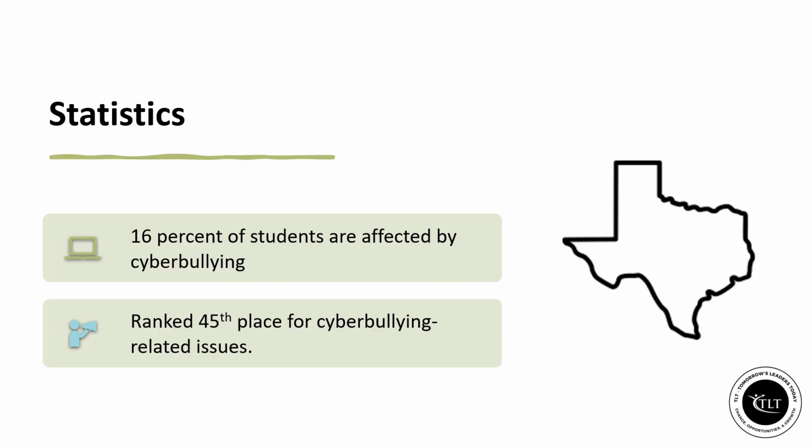Now let's look at Texas as a whole. When comparing Texas to the rest of the United States, about 16% of students reported being electronically bullied in the past 12 months, slightly higher than the national average of 15%. Despite these figures, Texas was ranked 45th place for more cyberbullying issues compared to the 50 states, which is really good. However, there is still room for improvement in addressing and reducing cyberbullying incidents.